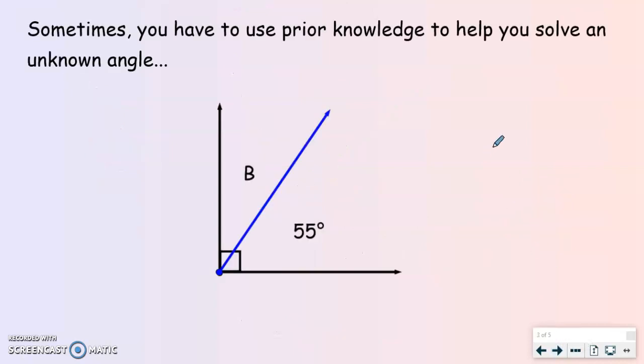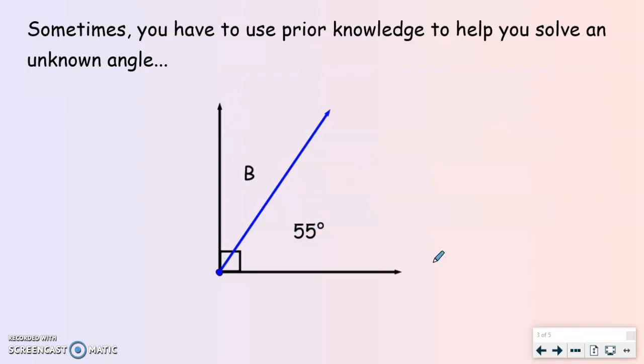Now, sometimes you might have to use some prior knowledge. You're expected to understand certain things that we've already learned in geometry and about angles. So here we have another angle, another problem. And you're probably thinking, well, I only see one number and I need at least two numbers to be able to solve for the missing angle. And you're right. They actually have given you two numbers.